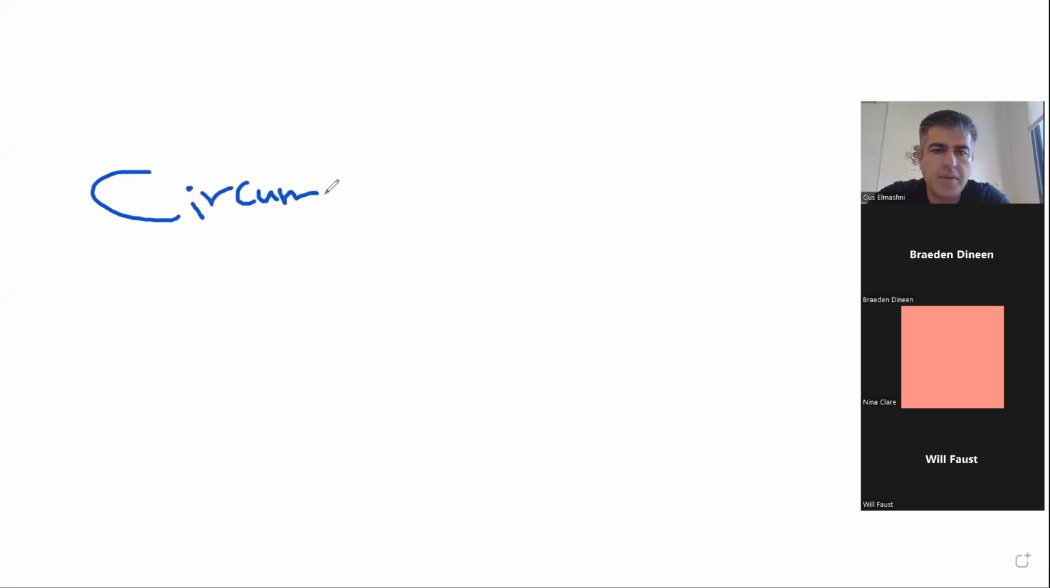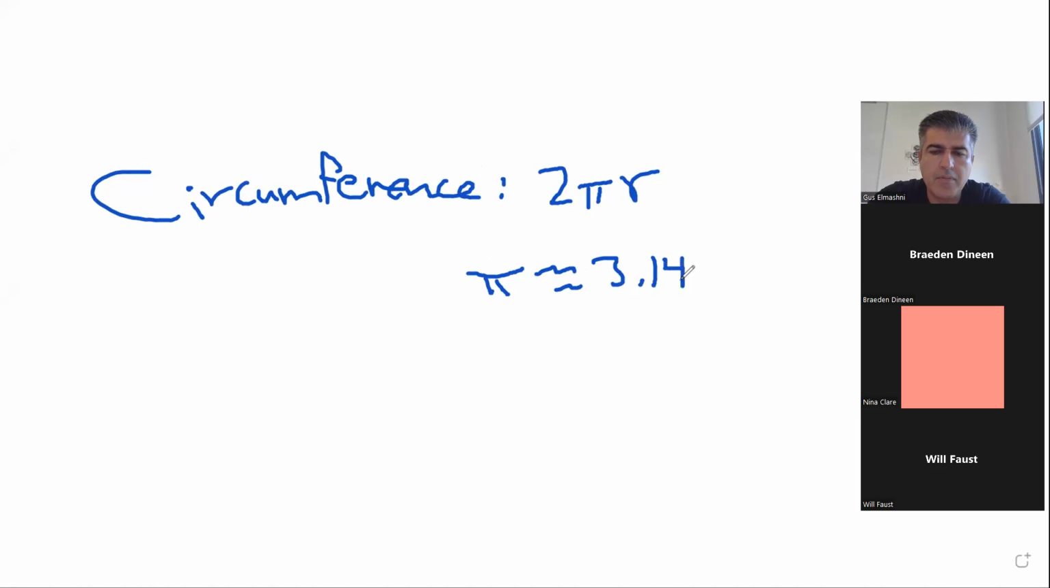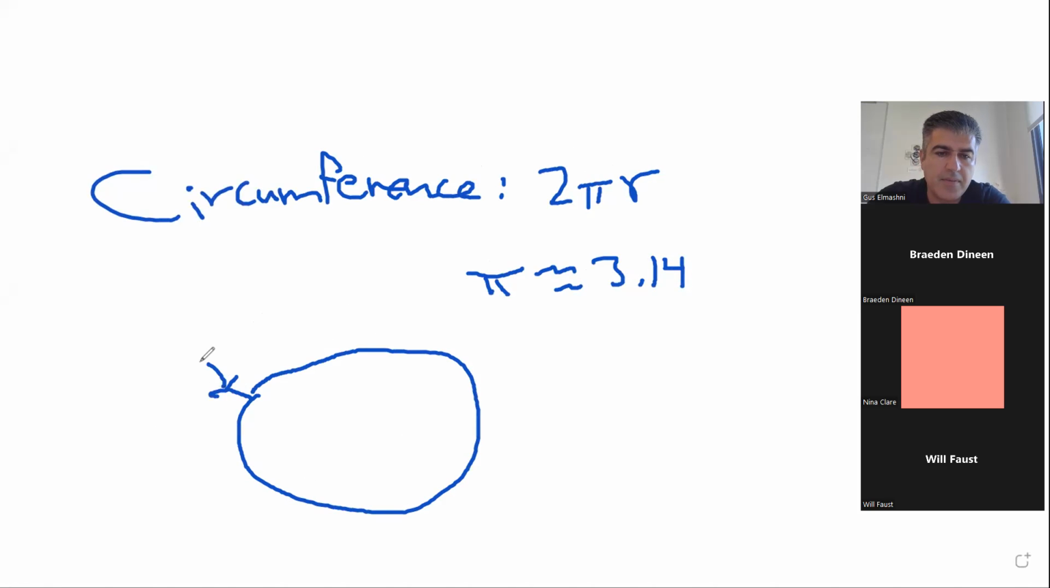Okay, so circumference is this, 2 pi r. And pi is roughly 3.14. So for example, let's say you have a circular track. Okay, that's a terrible looking circle. So you have a circular track and you walk around it. So you've got a person here. That's an ugly looking person, really long neck, but they're walking around the track, right?